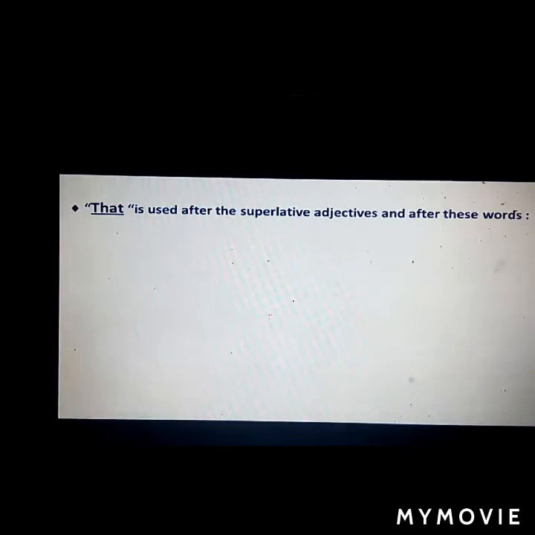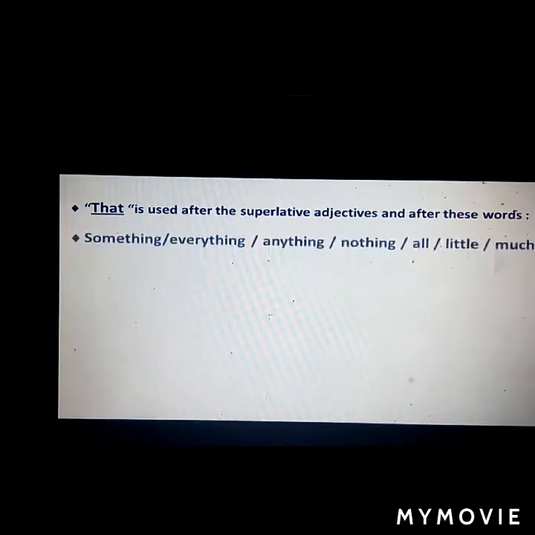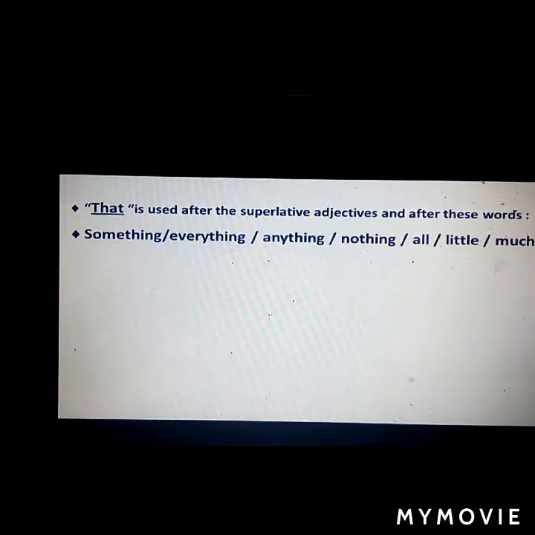That is used after the superlative adjectives and after these words. That هستخدمها مع درجة المقارنة من النوع الثالث أو بعد هذه الكلمات. لو أنا عندي كلمة something, everything, anything, nothing, all, little, or much هستخدم that. This is the best book at the best superlative adjective of good. That explains everything. وكمان في عندي everything about space. وفي عندي superlative في عندي everything. خلتني نستخدم that.